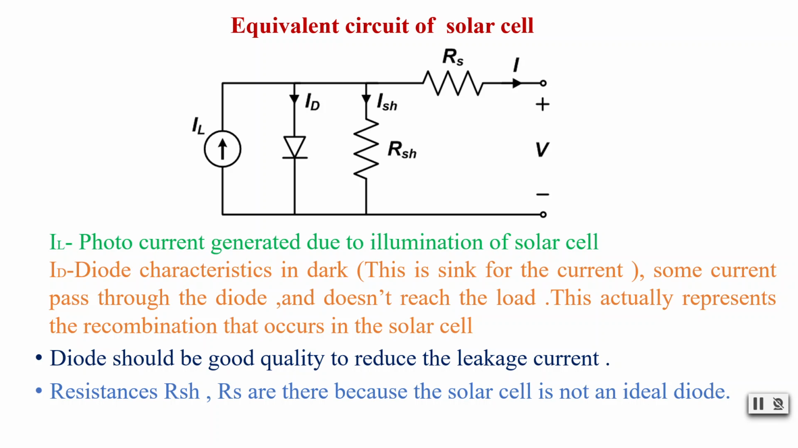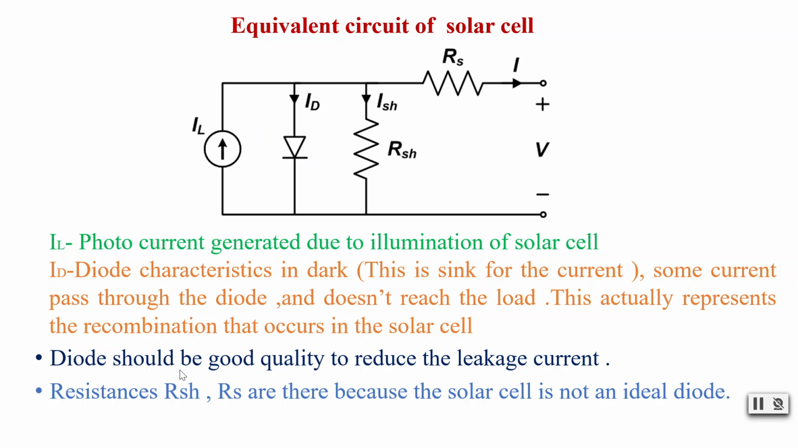And next we have a diode. This diode represents the current in the dark condition. Here this diode acts as a sink for the current, and some of the current passes through this diode and doesn't reach the load. So this diode current represents the leakage. It represents the recombination which occurs in the solar cell. The more the recombination, the more will be the diode current, and it cannot reach the load here.